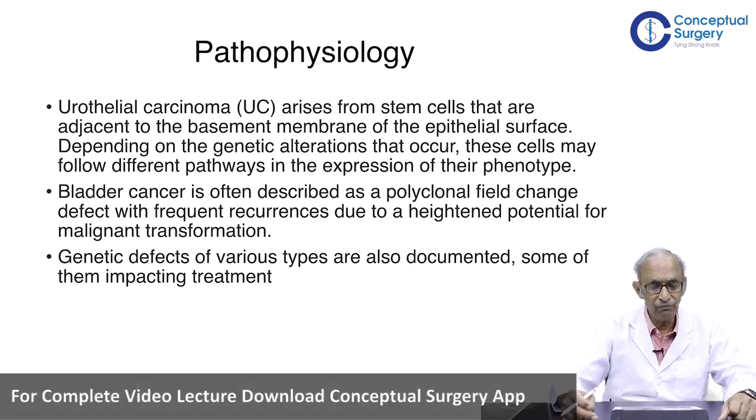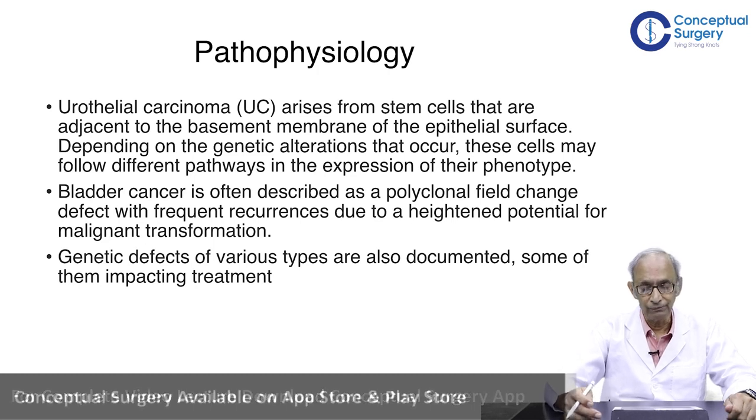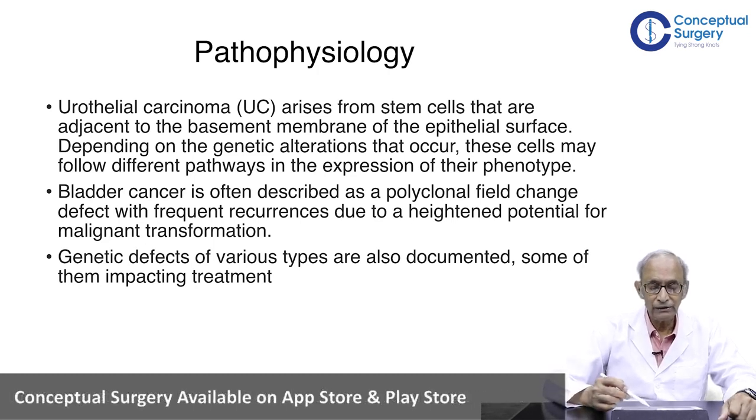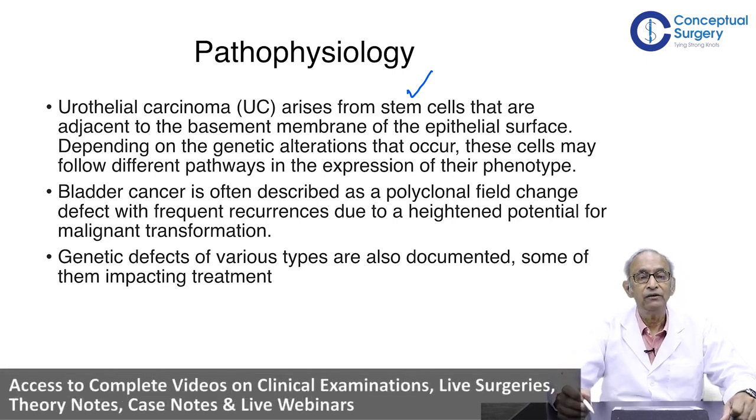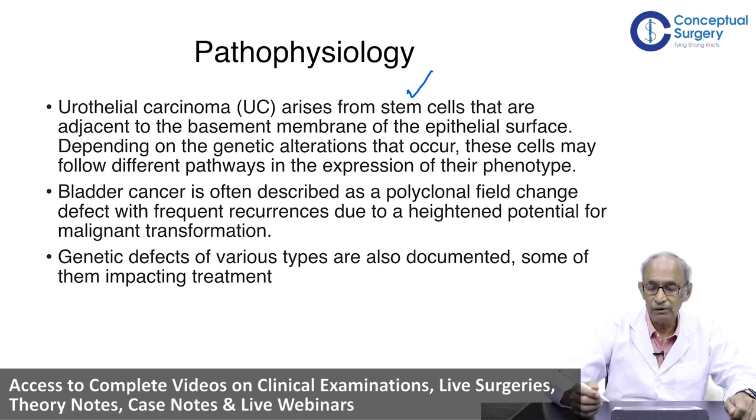So let's briefly look at the pathophysiology. As it is written here, urothelial carcinoma arises from stem cells. And where are these located? They are just adjacent to the basement membrane of the epithelial surface.